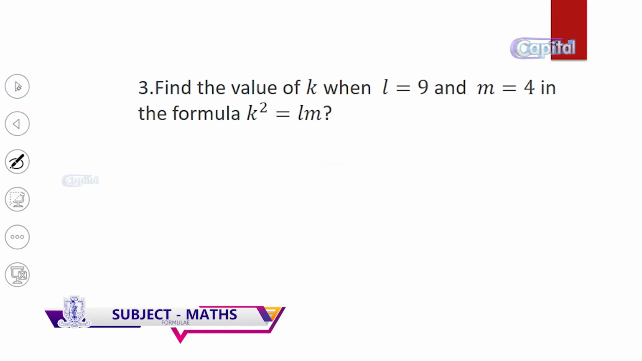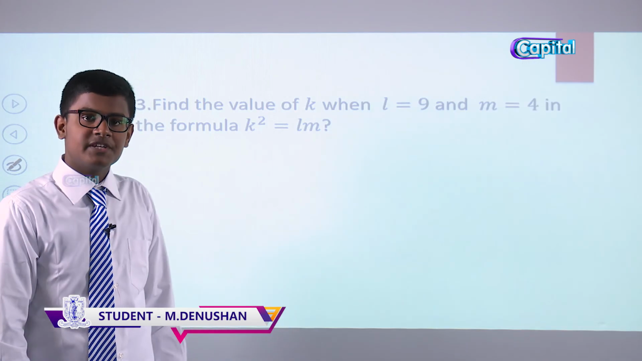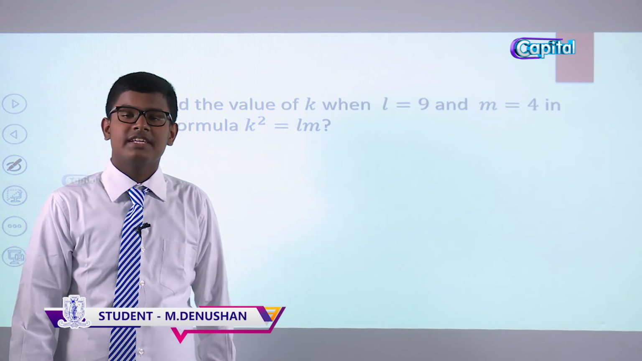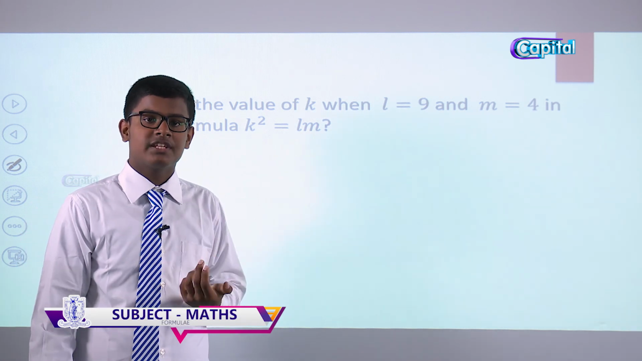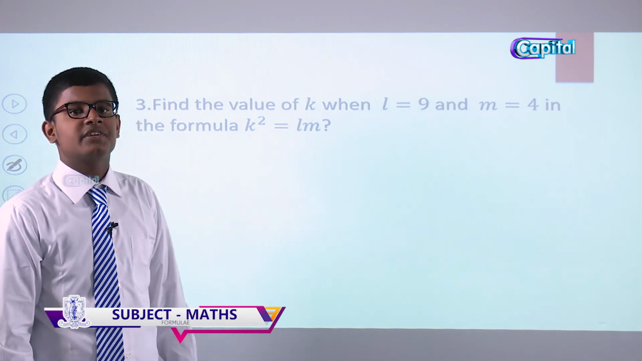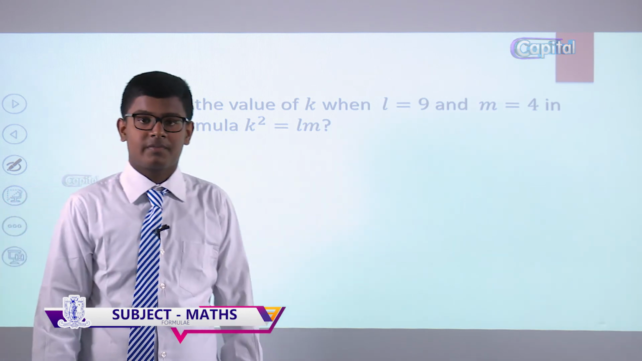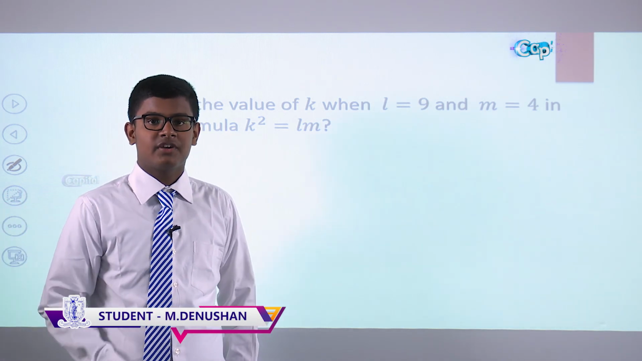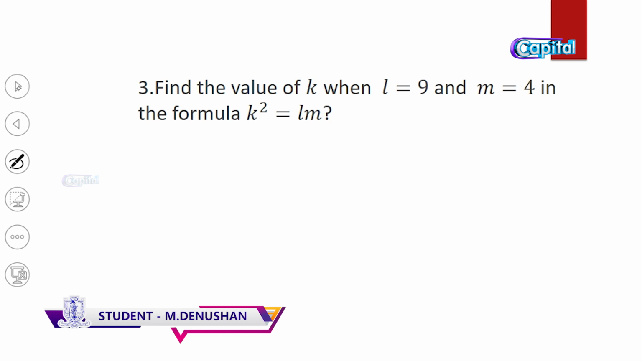And this is an important question, because by substituting the values we obtain the value for k squared, but then they have asked to find the value of k. After substituting, we have to take the root of both sides. By that we obtain the value for k. Okay, now let's do the question.